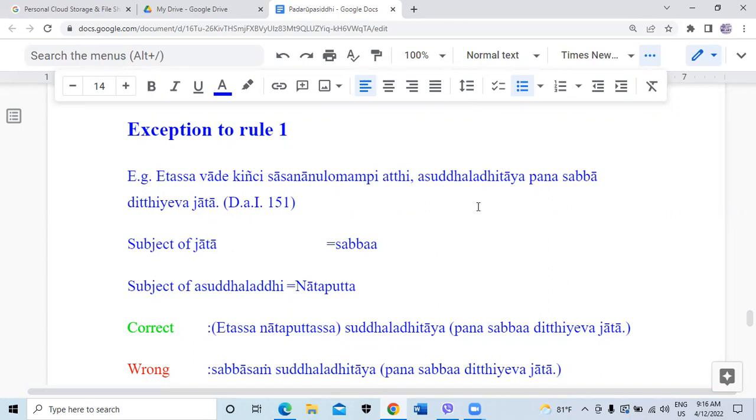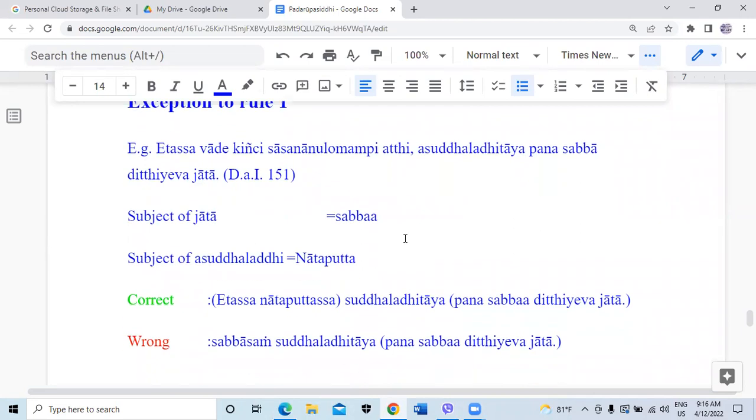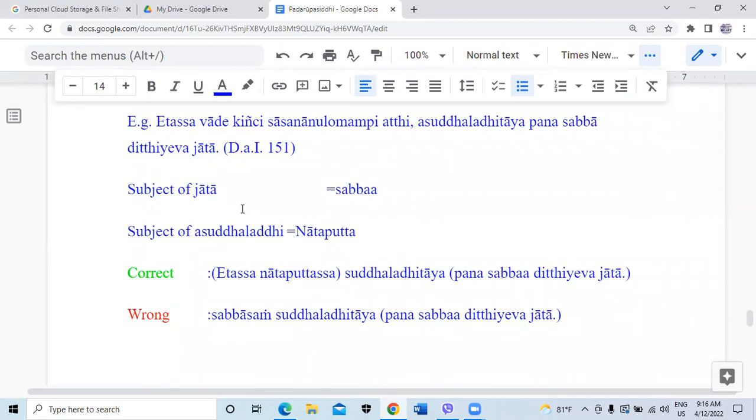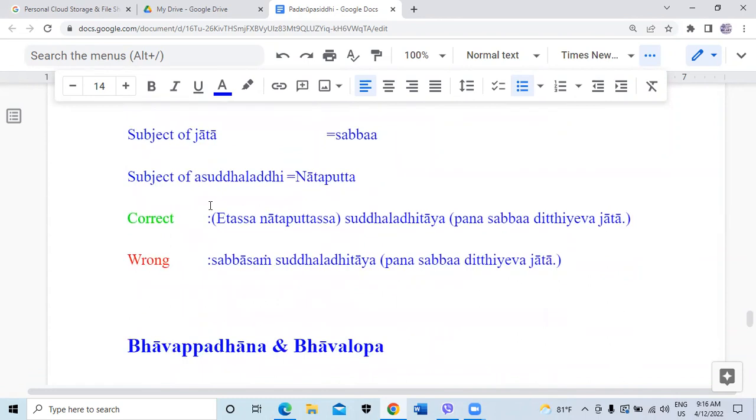So yeah, the subject of Jata is Sabha. We can say Sabha Jata also, Sabha Diti also. The subject of Asauda Lati is Nata Buddha. So Asauda Lati is Bhobi Samasa.